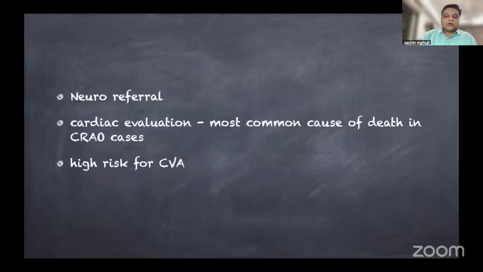Very important, all these patients should be treated like a cerebrovascular accident or a stroke. You have to have a neuroreferral immediately, cardiac evaluation, because most of the cases will end up, later or sooner, having to be evaluated for a stroke. And the most common cause of patients who present with CRAO is cardiac embolism. So you need to evaluate all these patients for that, and you have to give a prompt referral to neurology and a cardiology department.